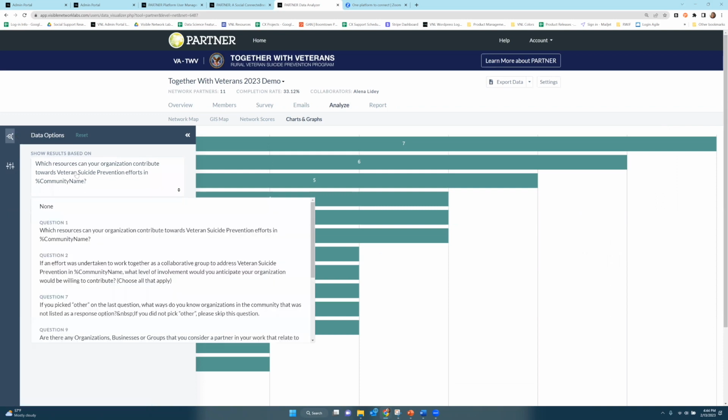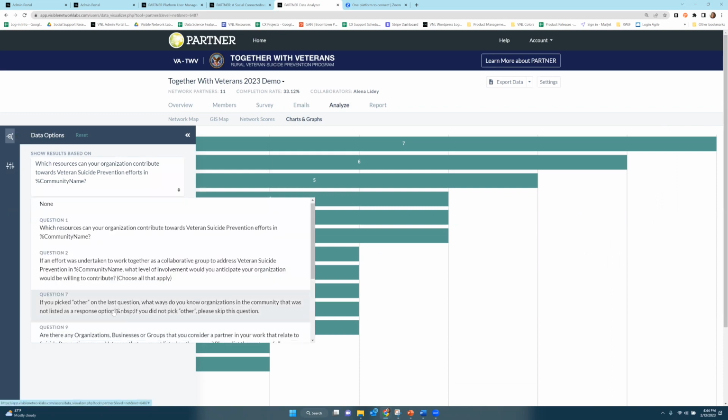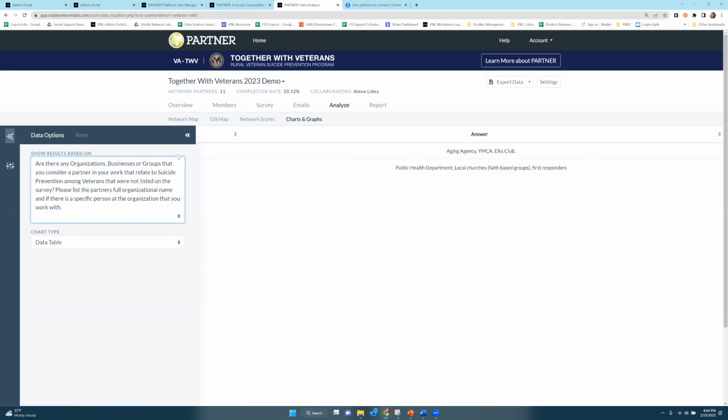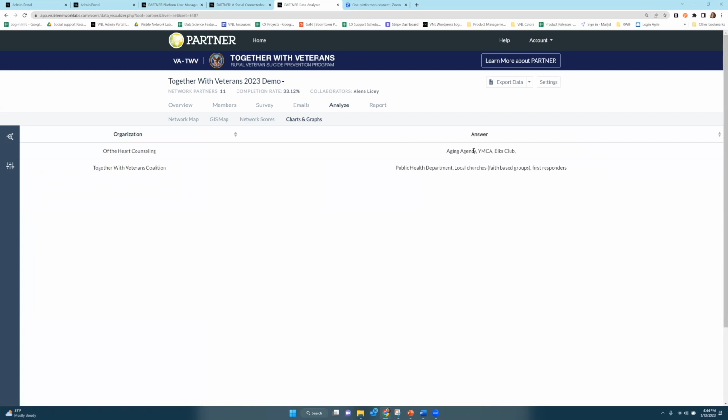If you wanted to view open-ended data, it shows that as a table here. This question is asking if there are any other organizations or groups that were not part of the survey who should possibly be part of the network moving forward. This shows the listing of those two organizations that did answer that question. So again, that's how you can visualize those types of questions.